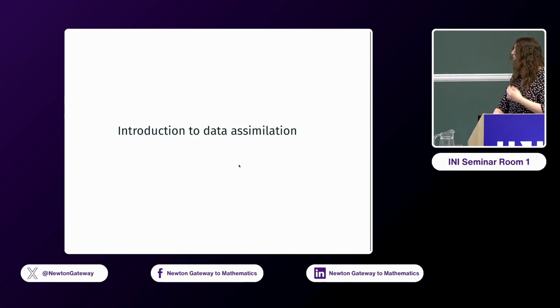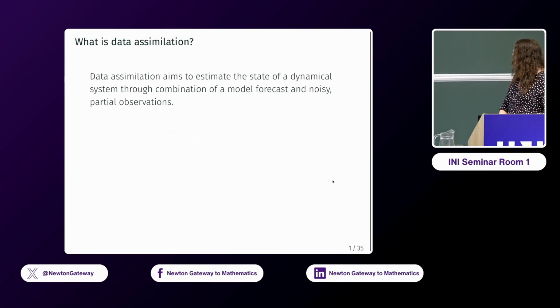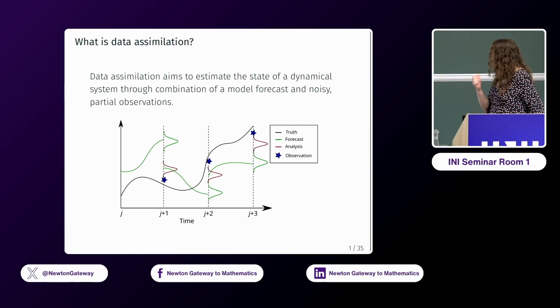So just what is data assimilation to start off? The point of data assimilation is to estimate the state of a dynamical system using a model forecast, often a physics-based model, and then noisy partial observations. So we have this data assimilation cycle. We have a true trajectory of the dynamical system, in this case I'm showing with this black line. And then at regular times, we have observations come in that I'm showing with these blue stars.